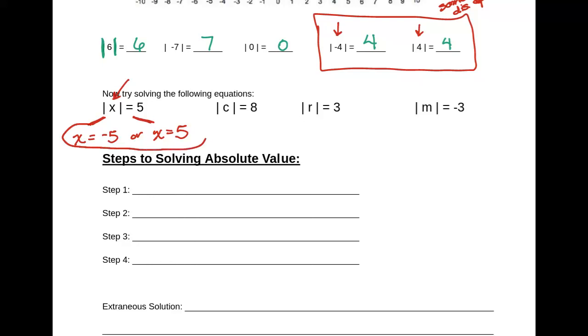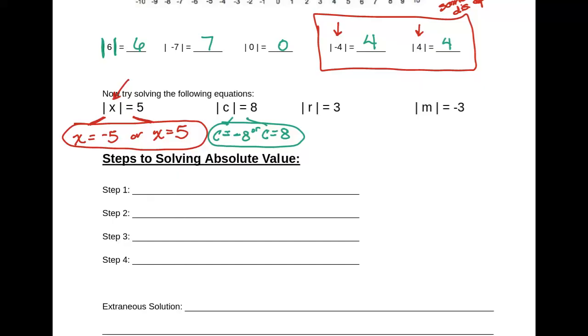So this has two cases. If I say the absolute value of C is 8, C is all by itself. I'm going to say C is equal to, what's the negative value that's 8 units away from 0? It will be -8. And on the other side, C is equal to +8. And that should be or.